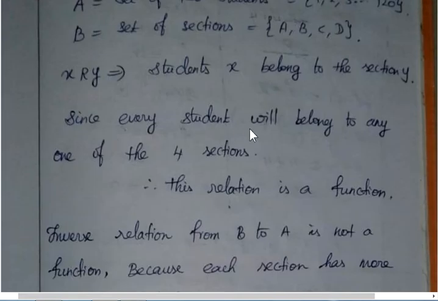Since every student belongs to one of the 4 sections, the relation is a function. That means each and every element in the domain, the first set, has an image in the codomain. Already you know relation means each element in set A is paired with set B. Here we want to find whether it is a function or not. Function means each and every element in set A has exactly one image in B. Therefore the student belongs to only one section, so it is a function.